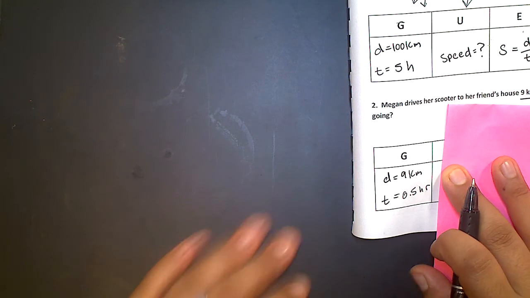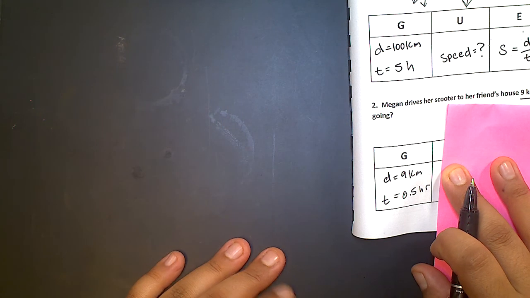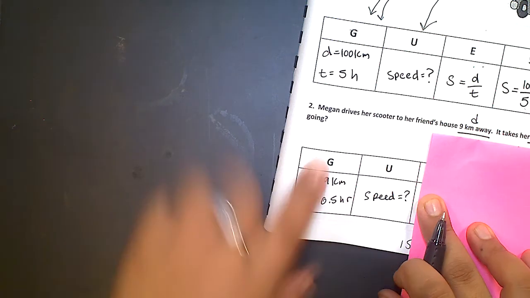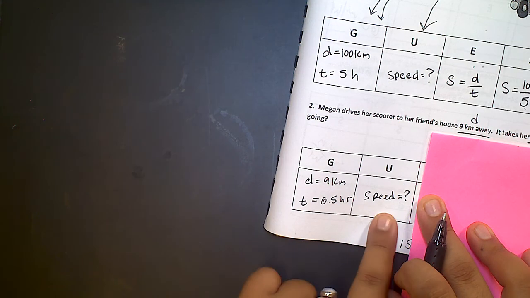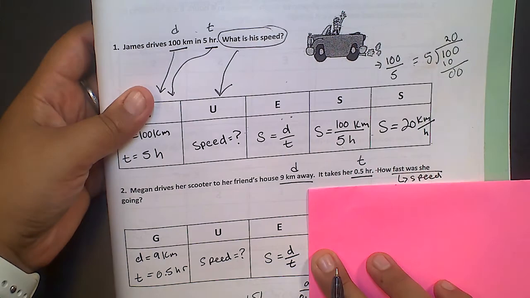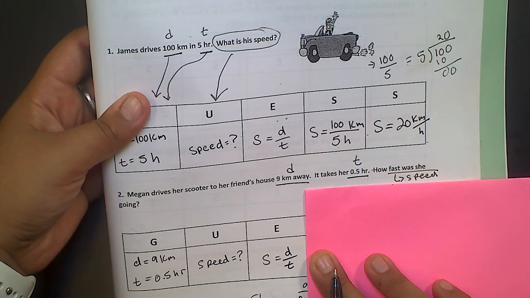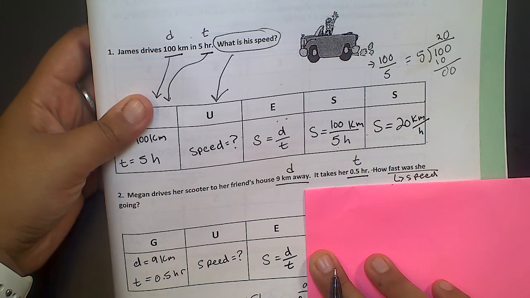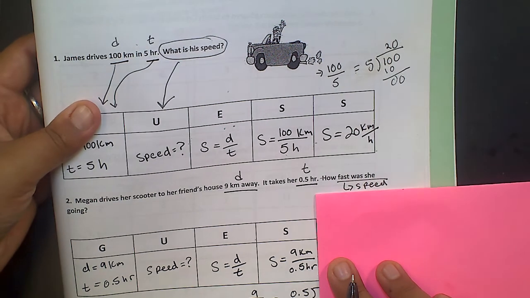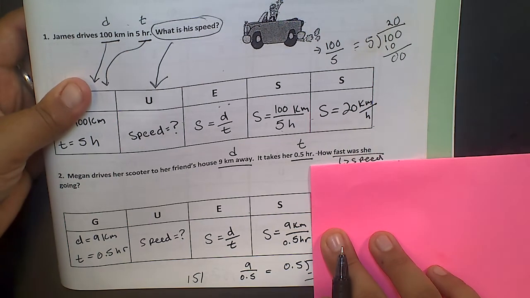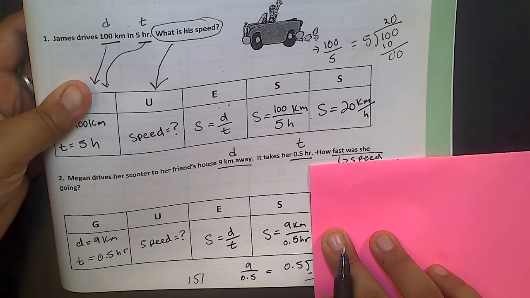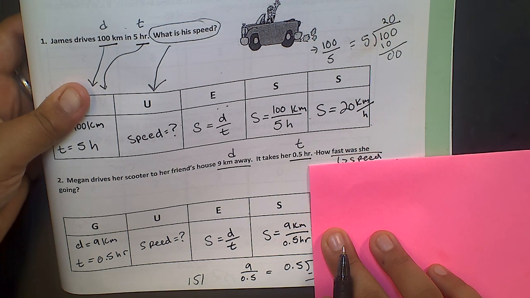Sorry, I'm running out of space. So I labeled my D, my T, and my G inside my G box. I want to know what the speed is. I know a formula for solving for speed, which is S equals D over T. I'm going to replace the letters with the numbers I have, which is 9 kilometers over 0.5 hours. And then I get my answer.